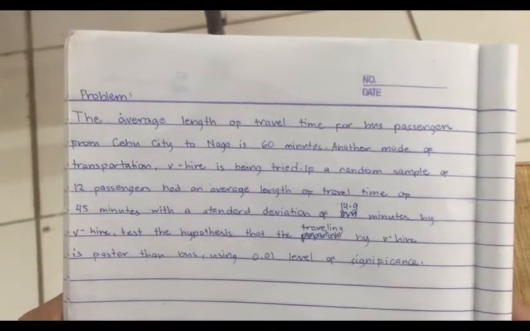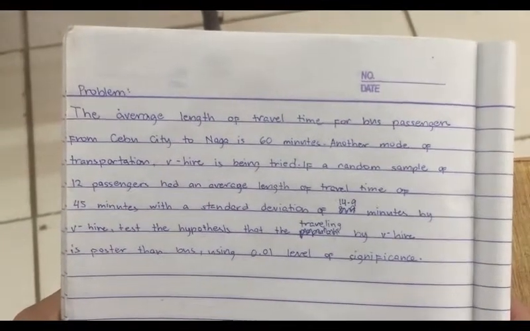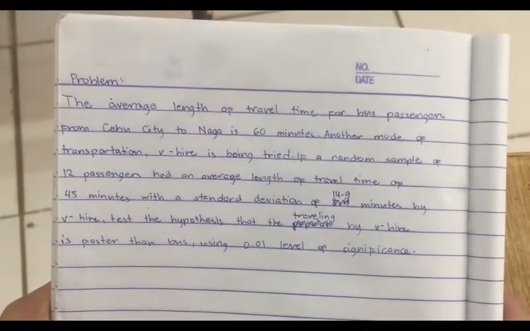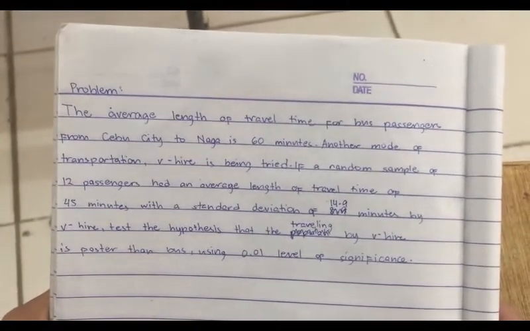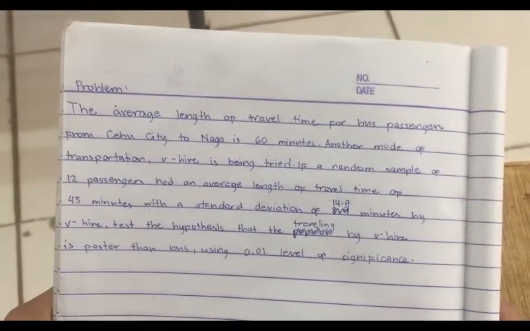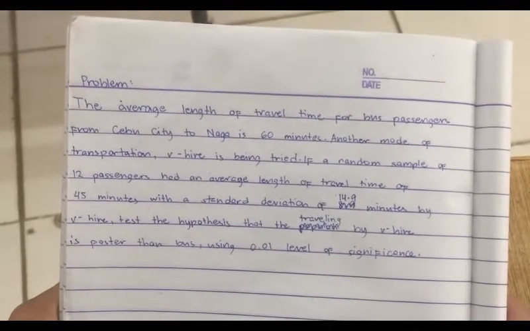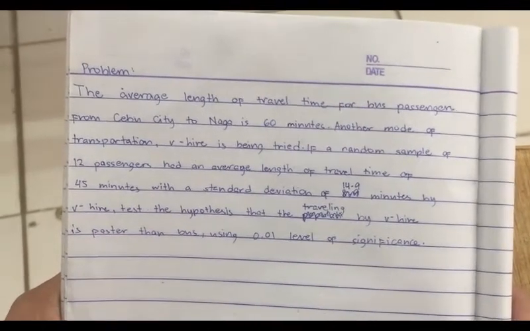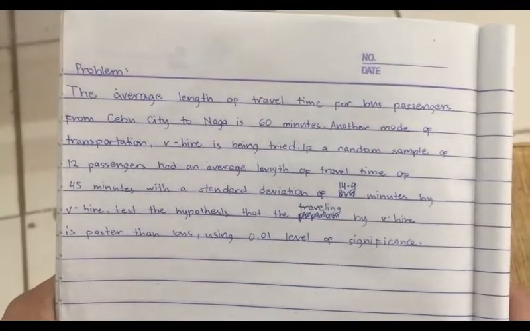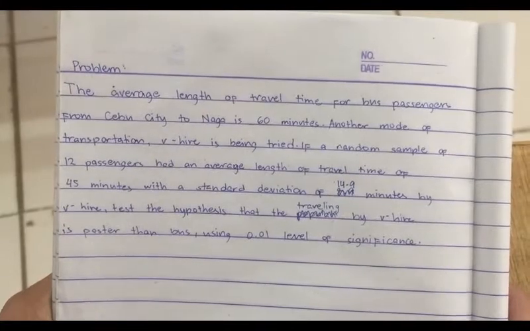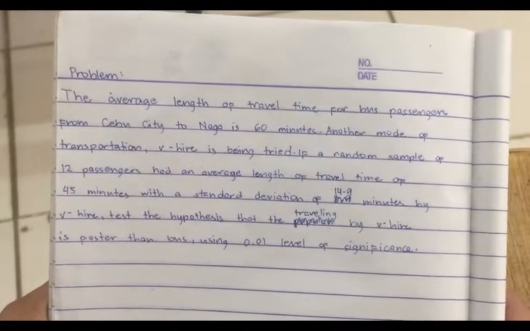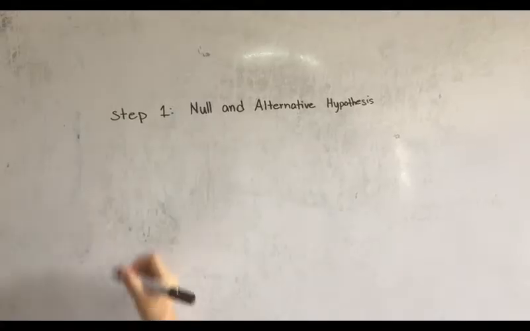The average length of travel time for bus passengers from Cebu City to Naga is 60 minutes. Another mode of transportation, VR, is being tried. If a random sample of 12 passengers had an average length of travel time of 45 minutes with a standard deviation of 14.9 minutes by VR, test the hypothesis that traveling by VR is faster than bus, using 0.01 level of significance.